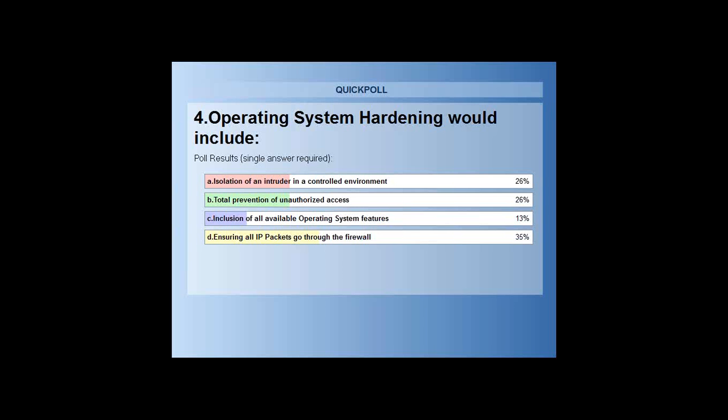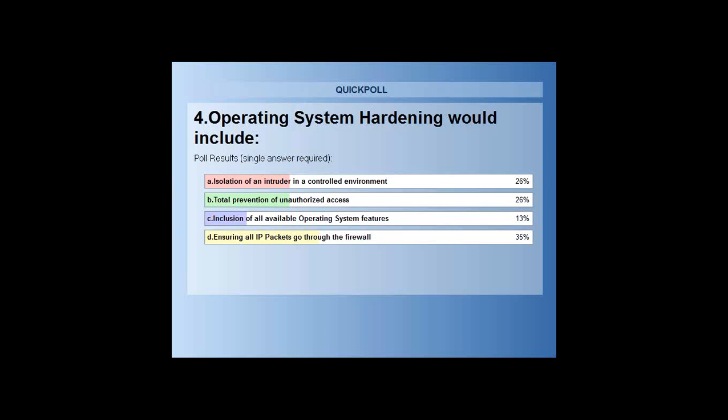Total prevention of unauthorized access, not possible. Remember, all the firewall is doing is saying that terminal is allowed to get into that service. What it can do at that service is going to be controlled at the service level, not necessarily at the operating system level. So the best thing that the operating system can do is take an intruder, once it's been recognized, lock them in a controlled environment where you can try and find out who they are and what they are trying to do.